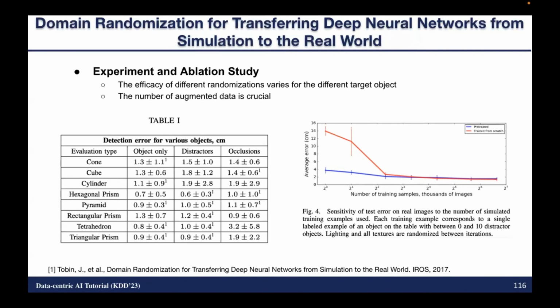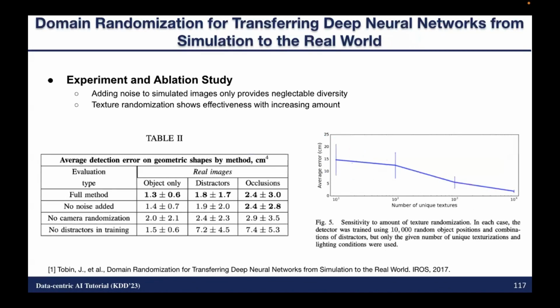And the second observation is that the number of augmented data is crucial, as shown in this figure 4. In this figure, we can find that when we increase the number of augmented training examples, the average error or loss decreases, which means the performance gets better. And also we have 2 extra observations in this paper. The first one is that just adding some noise to the simulated images doesn't really work. And the second observation is that the textual randomization shows effectiveness with increasing amount.